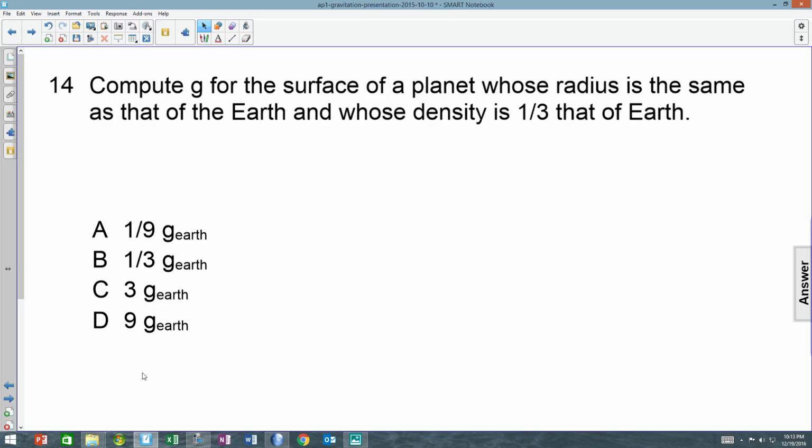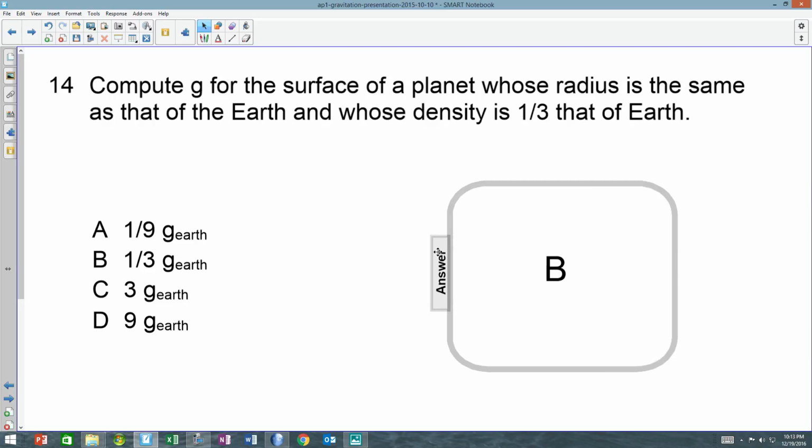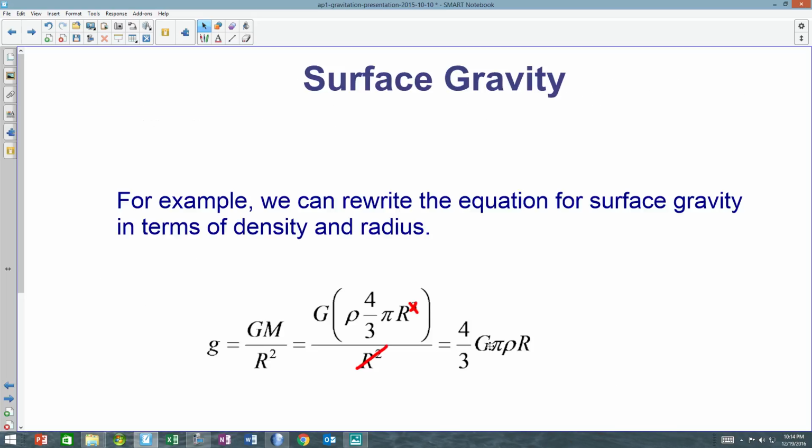Compute g for the surface of a planet whose radius is the same as that of the Earth and whose density is 1/3 of that of the Earth. Go ahead and pause the video now. Okay, so let's take a look at the answer. Hopefully you got B, 1/3 g. The density is directly proportional, as we saw from this equation right here. Directly proportional.